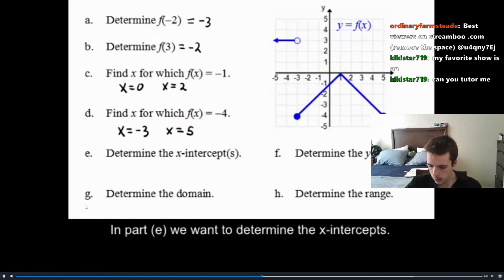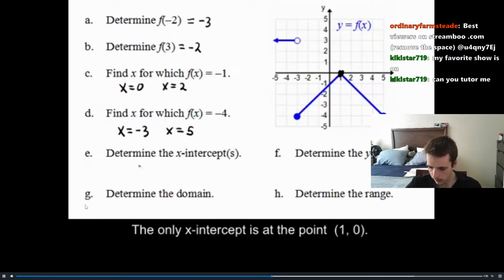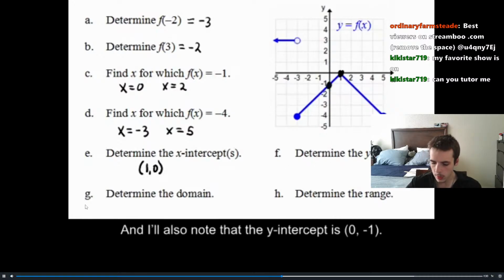In part E, we want to determine the x-intercepts. The only x-intercept is at the point 1 comma 0. And I'll also note that the y-intercept is the point 0 comma negative 1.